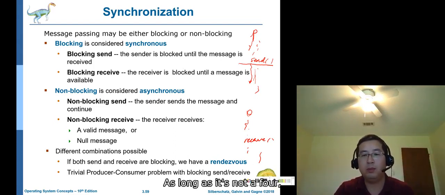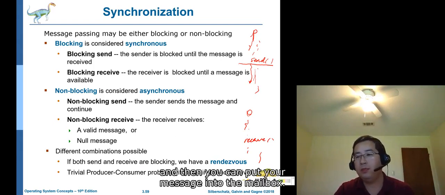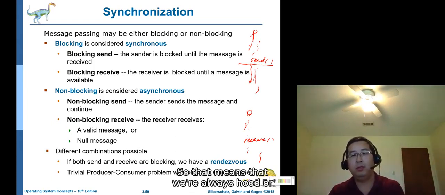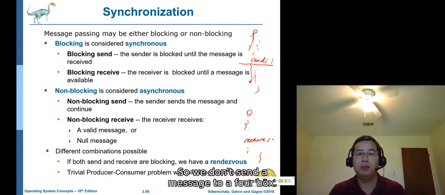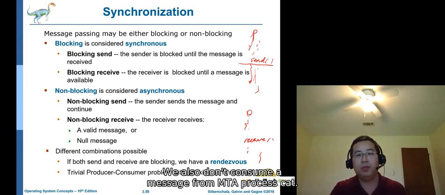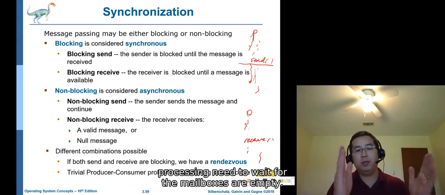That means as long as the mailbox is not full, there's no problem. You can just continue. But if it's full, you need to wait for the other receiver to fetch out one message, and then you can put your message into the mailbox. So we always hold the current status of each process. We don't send a message to a full box. We also don't consume a message from an empty mailbox. So the receiver process needs to wait if the mailbox is empty.